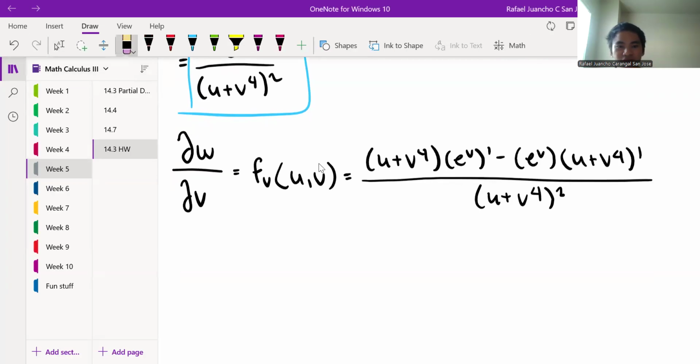Okay. So here we take the derivative of e to the v. Here we treat v as a variable, right? So e to the v is just e to the v.